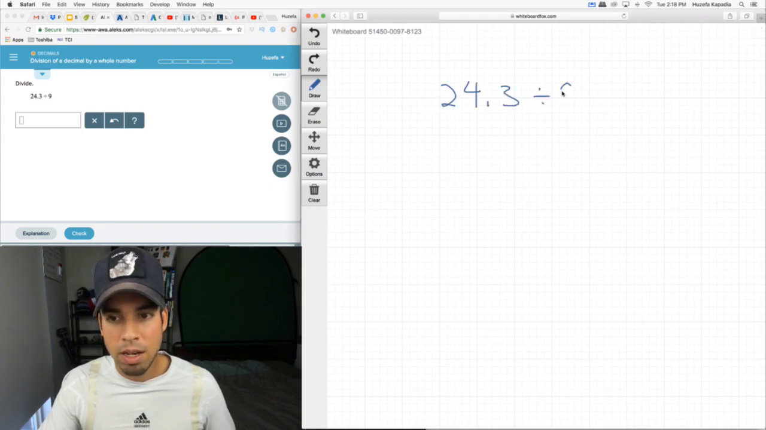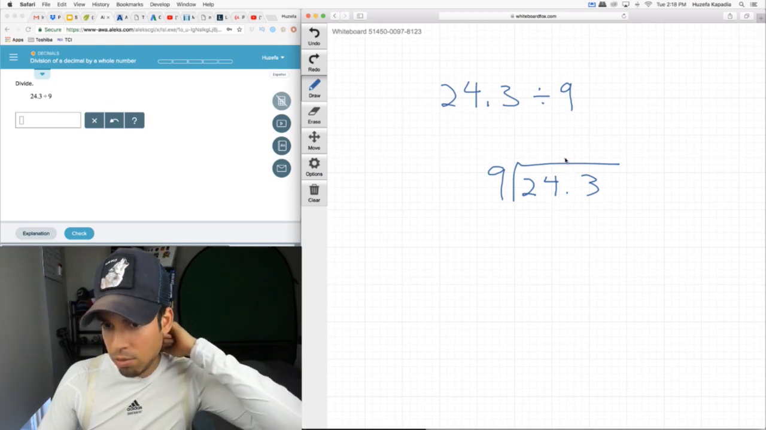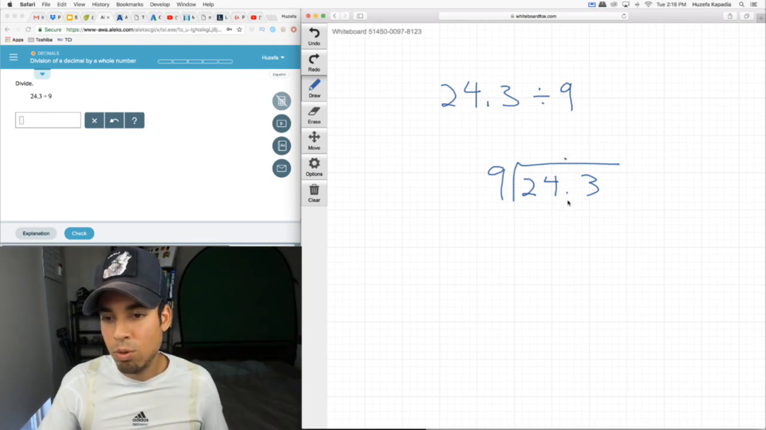24.3 divided by 9. Okay, so let's go ahead and set it up like this. All right, remember the decimal goes straight up and lines up with where it is in the dividend. All right, so 9 goes into 24 how many times? Twice. 2 times 9 is 18.